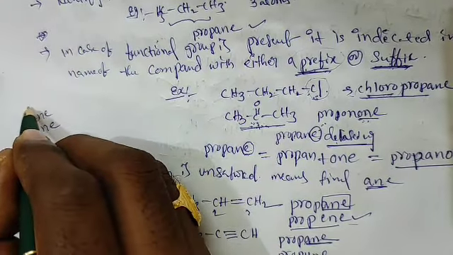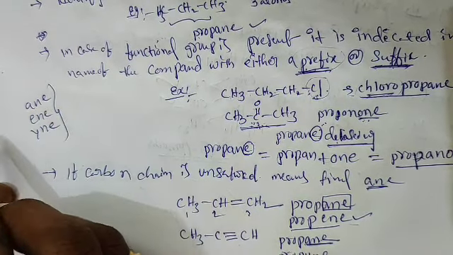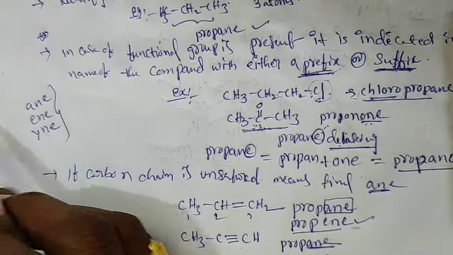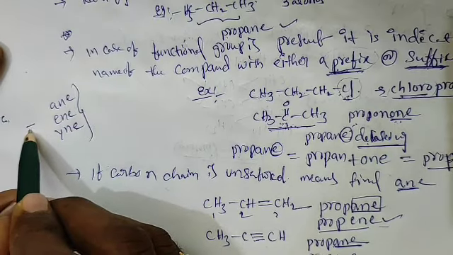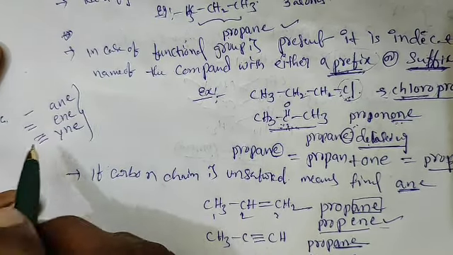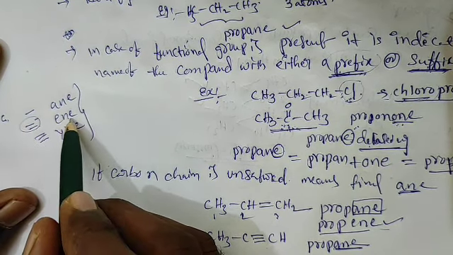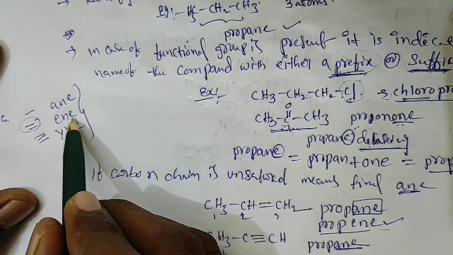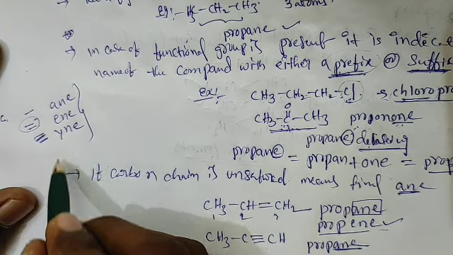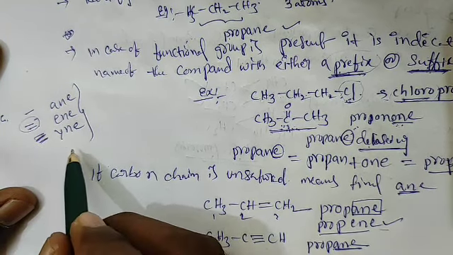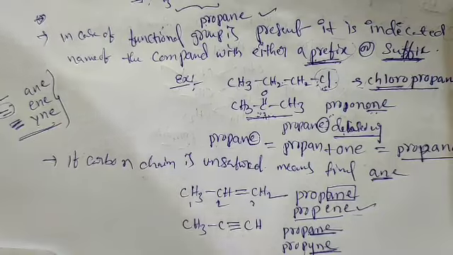If there is 1 carbon, methane; 2 carbons, ethane; 3 carbons, propane; then pentane and so on. All are single bonds. If a double bond is there: 2 carbons, ethene; 3 carbons, propene; 4 carbons, butene; 5 carbons, pentene. For a triple bond YNE will come: ethyne, propyne, and so on. So this is the name.